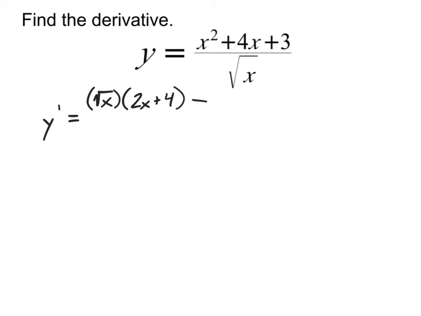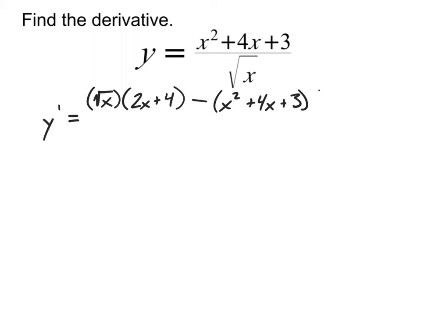Remember, it is then a minus, which is why the order matters here. So minus high d low. So the x squared plus 4x plus 3 stays the same. And in this case, then we multiply that by the derivative of the square root of x. Now notice it's the derivative of root x. It's not the derivative of 1 over root x. It's just the derivative of the square root of x.